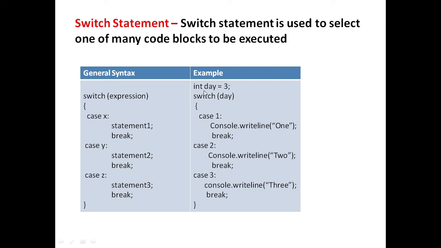In this example, we have declared one variable, int day equal to 3, and in the switch statement I will use day as an expression. It will check the value of day, and depending on the value of day, it will execute the case statement. So it will first check case 1, it will print 1. If case 2, it will print 2, and case 3, it will print 3. That is, depending on the value of day, the value printed is 3.